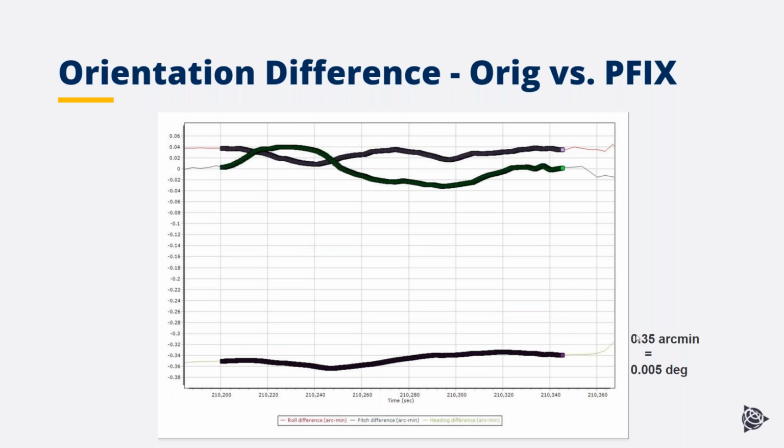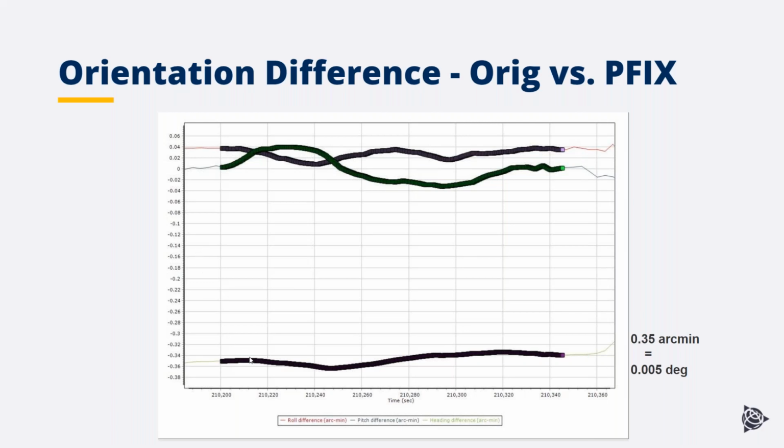Also, we have another graph here. This is a difference graph between the original trajectory and the Pfix adjusted trajectory. The red line here is roll orientation, the gray line is pitch difference, and the green line is heading difference. From this, we see that actually the orientation is also changed by the Pfix process.